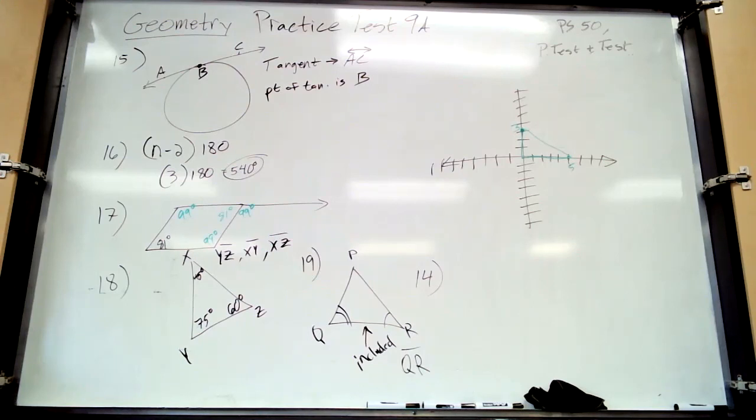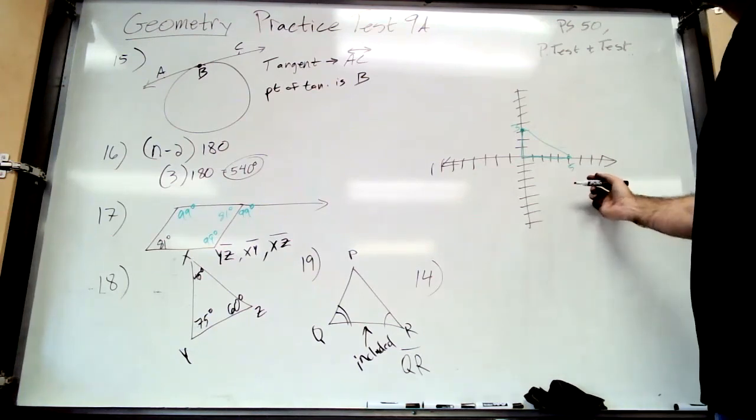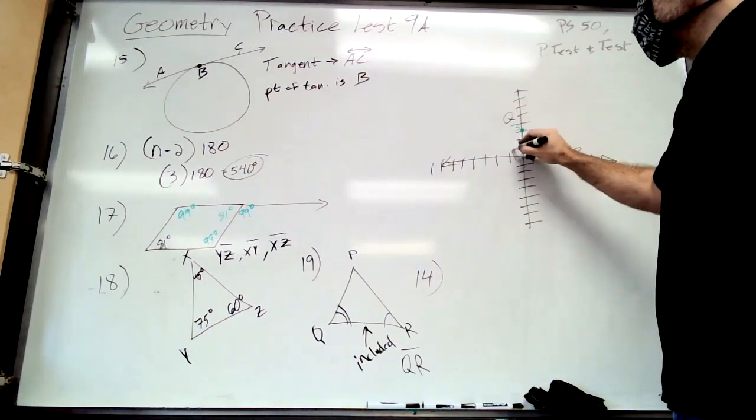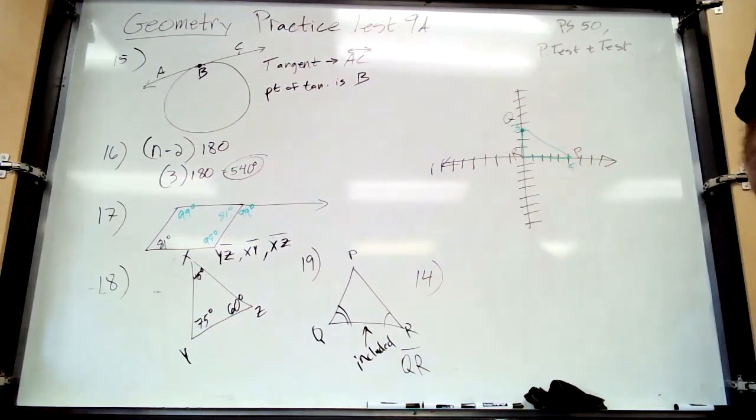So angle R is the right angle. Yeah, and then you'd have to label it too. PQR, it doesn't say which one's the height or whatever, so it doesn't matter. Just make sure that R is the right angle.